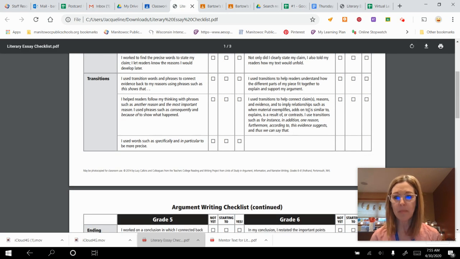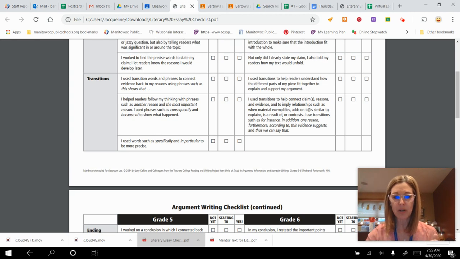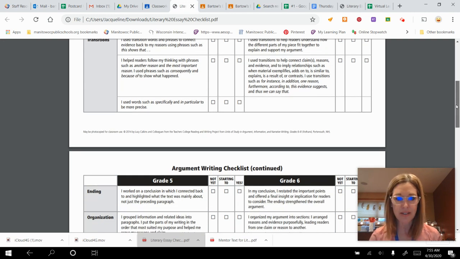Transitions. Remember, transitioning from one body paragraph to the next, showing the readers that, okay, now I'm going to get into a new trait here. And then inside those internal transitions, for example, another example, also, for instance, one reason, furthermore, they give you some of those right here. So if you don't have access to transitions, although you can Google it, just Google everything, you can steal it right from the checklist.